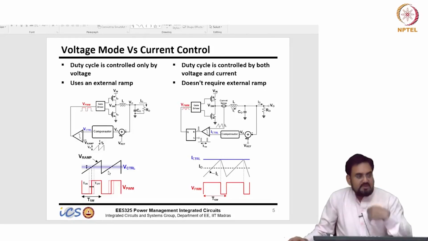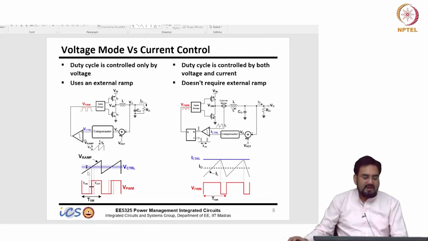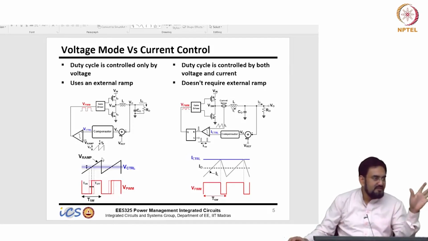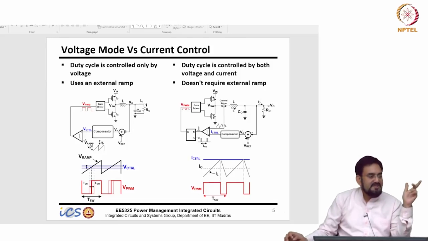So, this is your voltage mode. What do you have? You have an external ramp which does not contain any current information. So, you have a control voltage comparing with a fixed ramp. And what is the slope compensating ramp there? It is a fixed ramp, that is also looking like this. You are forcing a ramp there.